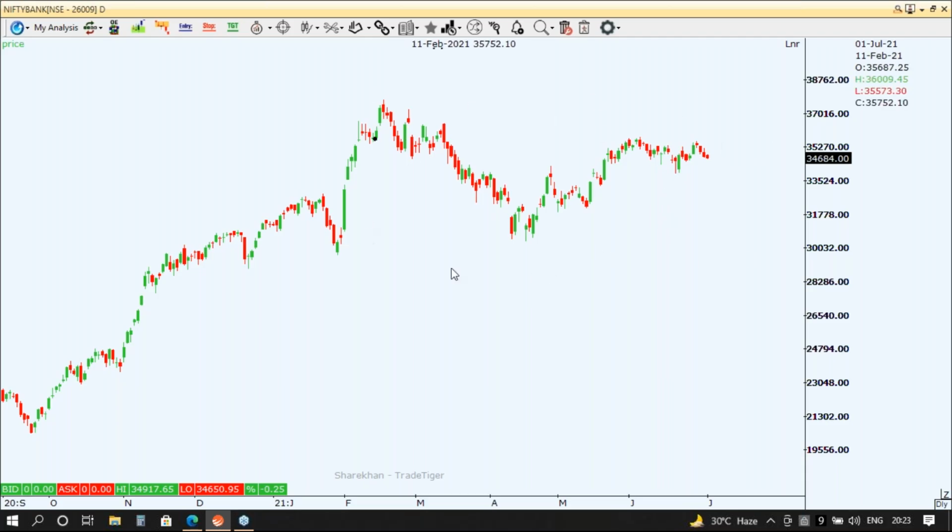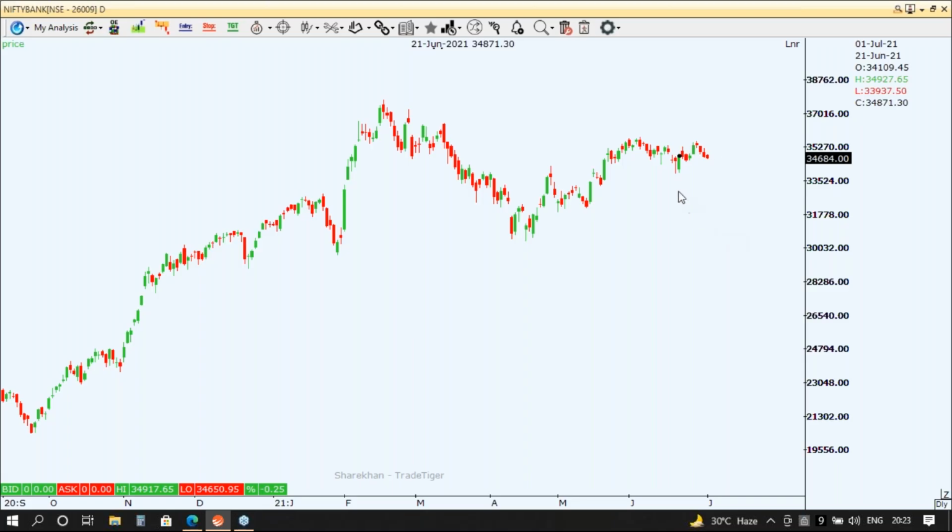Okay, so the conclusion remains intact: if we don't have any good levels on the indexes, then it's best to avoid or wait for clarity. The very moment we get some clarity, then we will take our decisions.